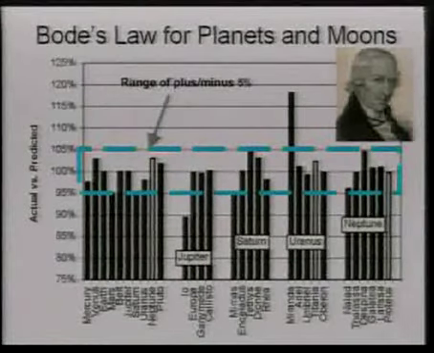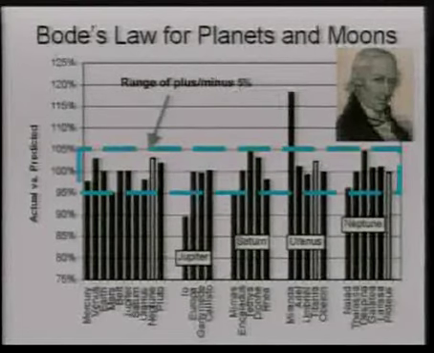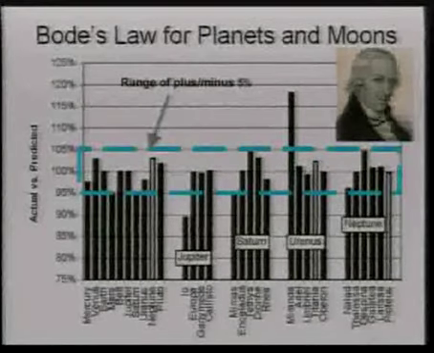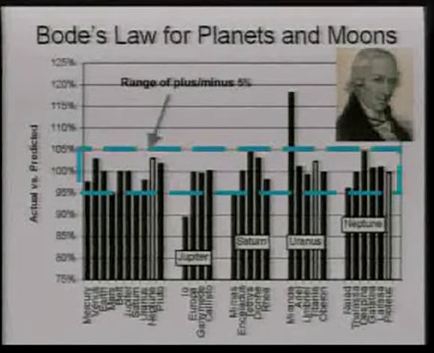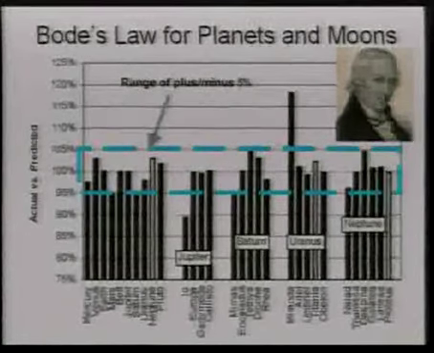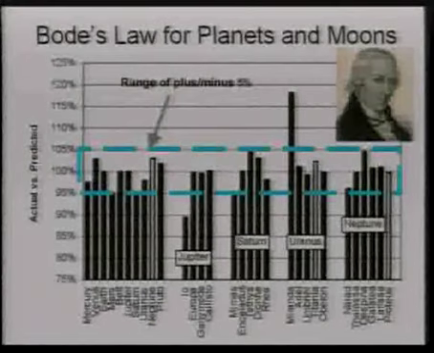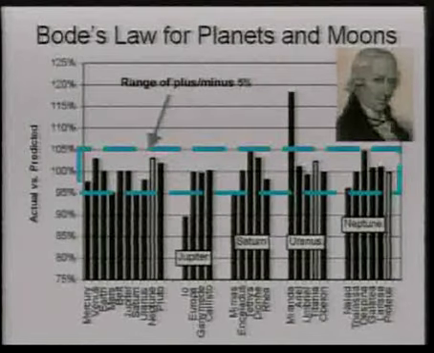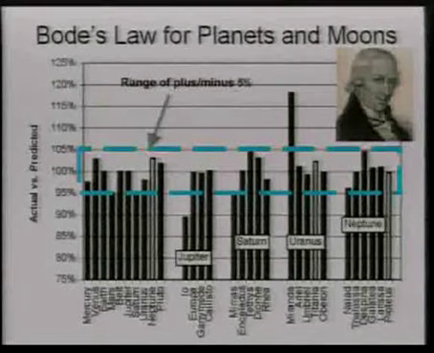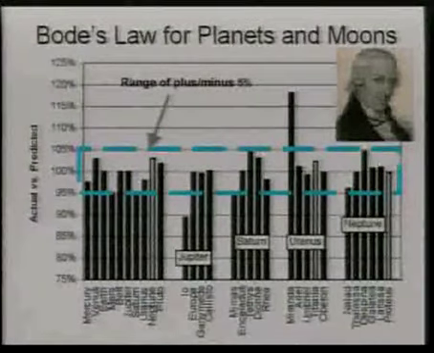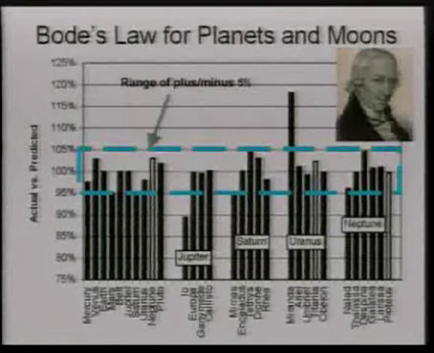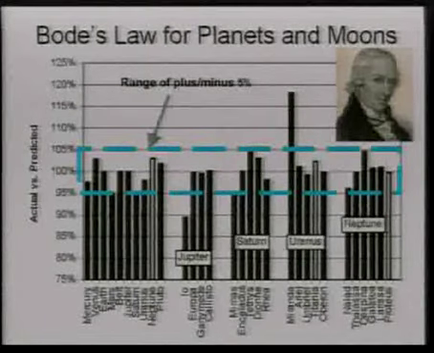And here is a picture that shows the agreement with Bode's Law for the planets, then for the moons about Jupiter, the moons about Saturn, the moons about Uranus, the moons about Neptune. And you can see the agreement is remarkable, considering that it's considered a fluke in most astronomy books, and there's no explanation for it.